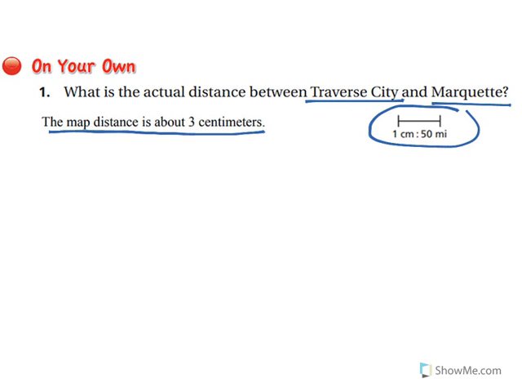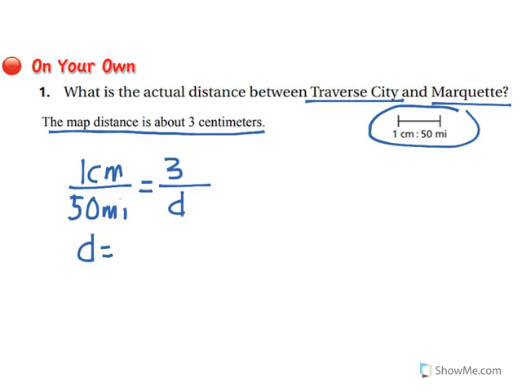Okay? All right, let's go ahead and check this out. Again, you're going to write your scale, which is 1 centimeter represents 50 miles. This time, we're given 3 centimeters, and we need to find the number of miles. So D times 1 is just D. 3 times 50 is 150.